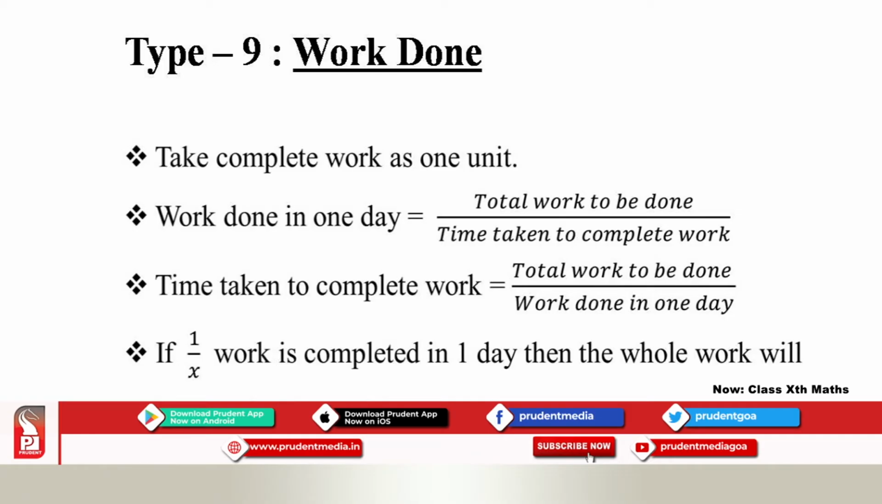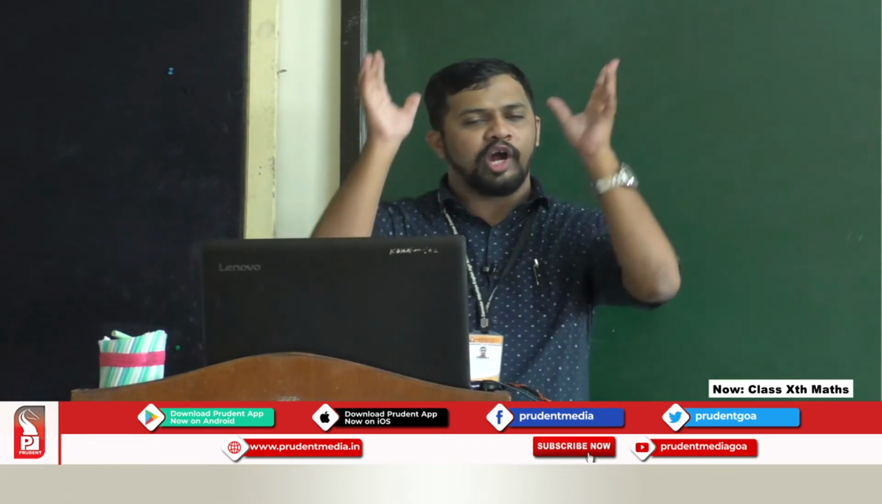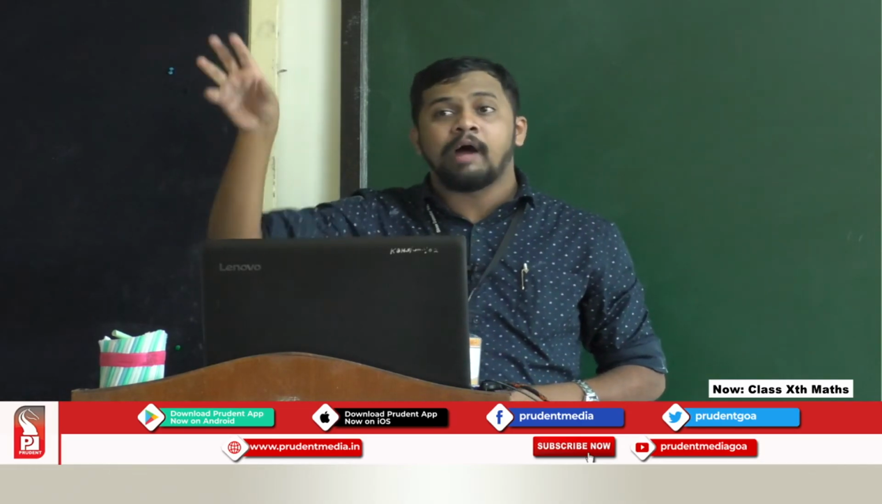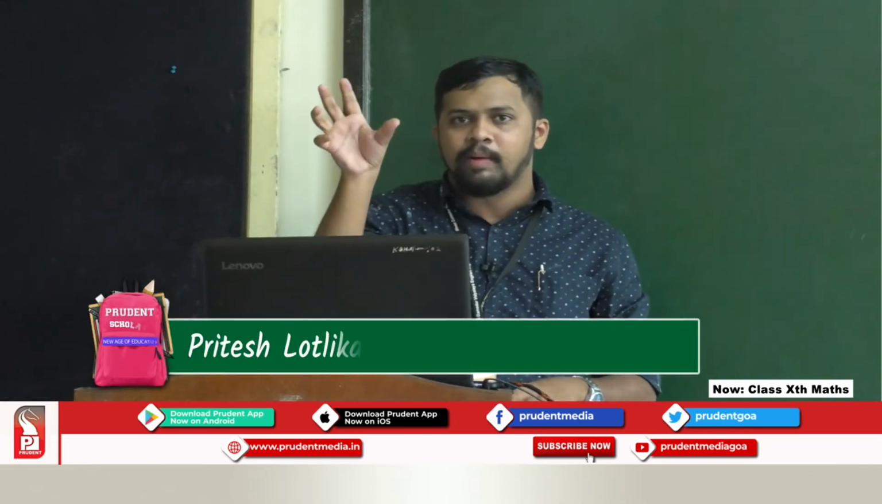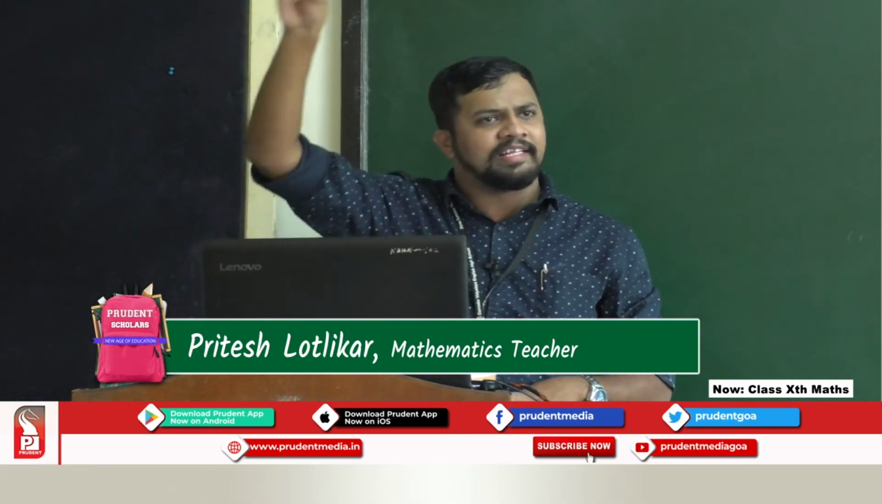Just rearranging, what I did is time taken. So if I want to know the time, it will be total work to be done divided by work done in 1 day. So if 1 upon x work is completed in 1 day, what is the meaning of this 1 upon x? That tells you that the whole work is completed in x days. That means if a teacher gives some work and says you have to complete this work in some days, that some days is nothing but x. So I have to complete that work in x days, maybe 10 days or maybe 20 days.